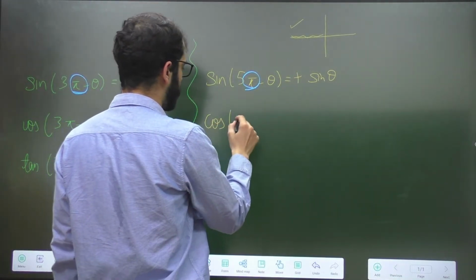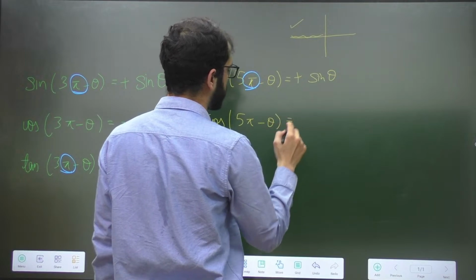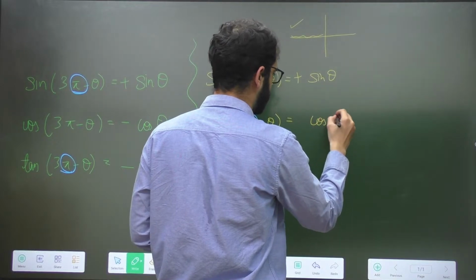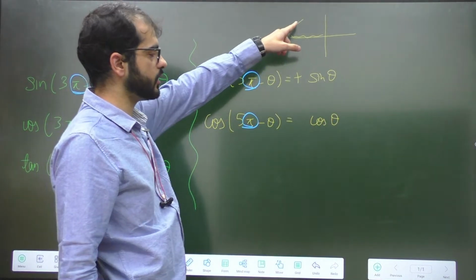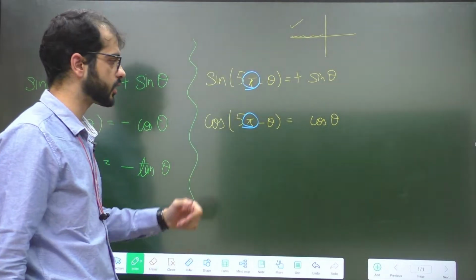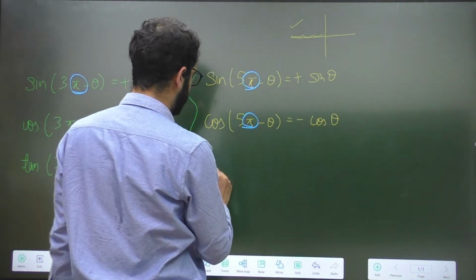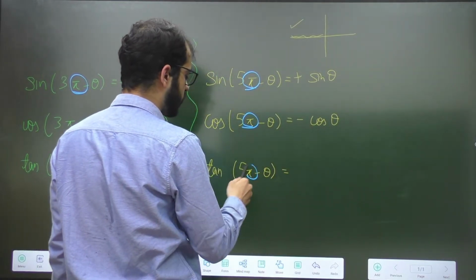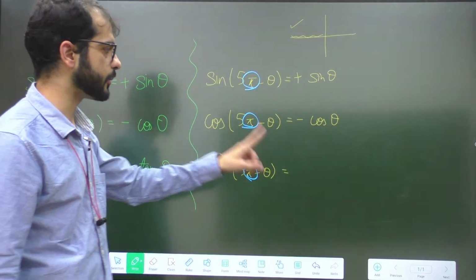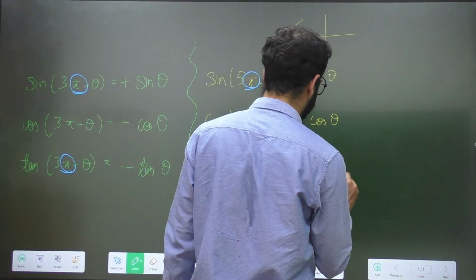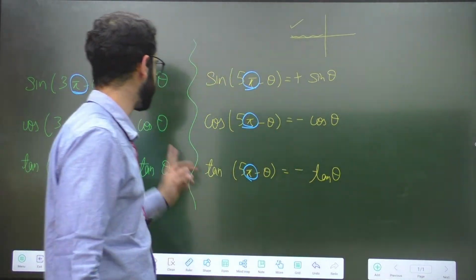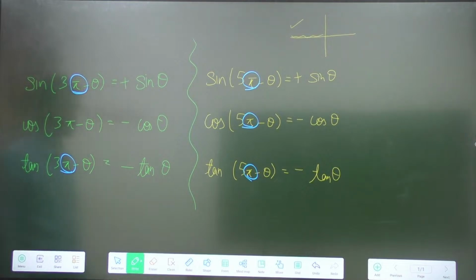If I'm talking about cos of 5 pi minus theta, it's a multiple of pi, so cos will remain cos theta. In the 5 pi minus theta zone, that is the second quadrant, cos is negative. Now let's talk about tan of 5 pi minus theta. It's a multiple of pi, so tan will remain tan. I'm going to write tan theta over here. 5 pi minus theta is in the second quadrant, so tan will be negative. So you can see the similarity between the results. I hope that's clear. Okay, let's move forward to the next topic.